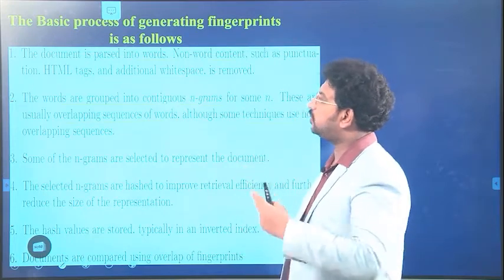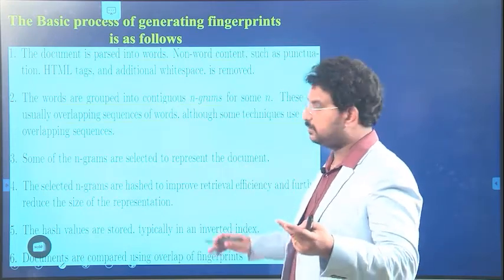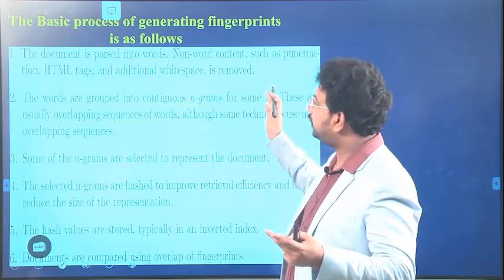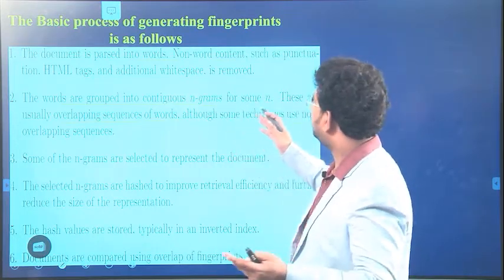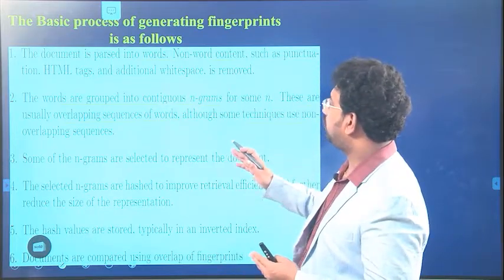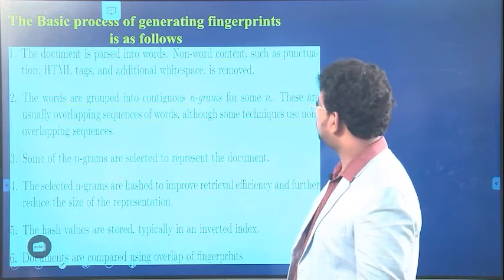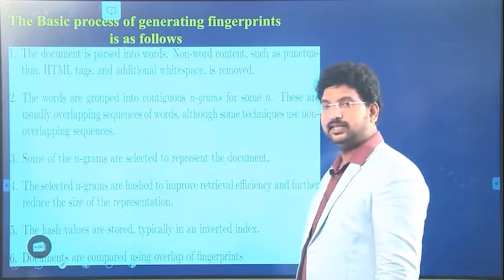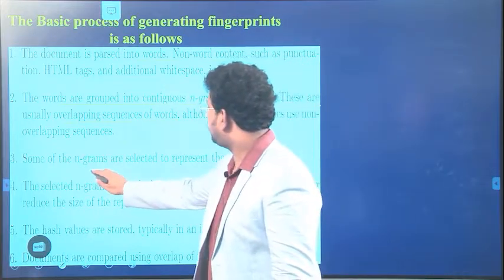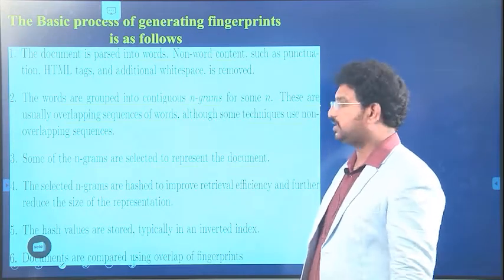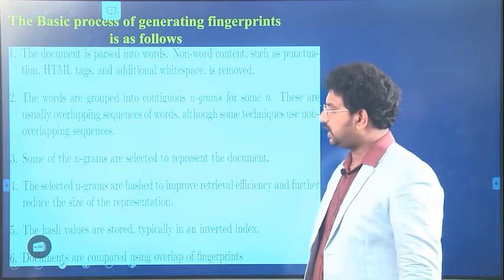The first one is that the document is parsed into the words, and some of the non-content words such as punctuation and HTML will be removed, and the words are grouped into continuous n-grams for some n value. These are usually overlapping sequences of the words, although some techniques use non-overlapping sequences. And the third one, some of the n-grams are selected to represent the document. For representing the document, only some of the n-grams are selected.